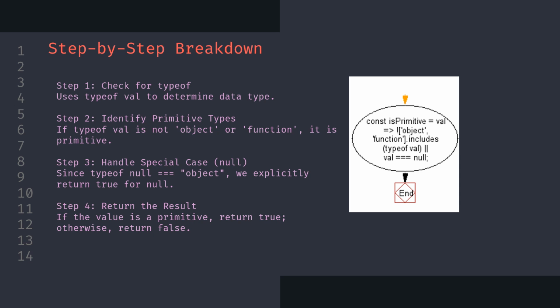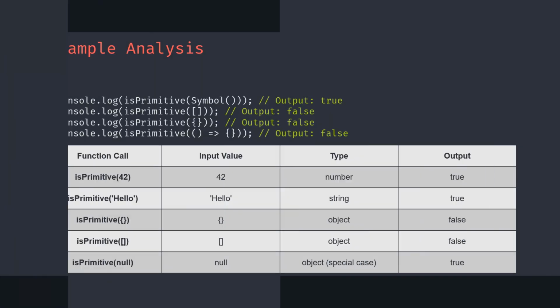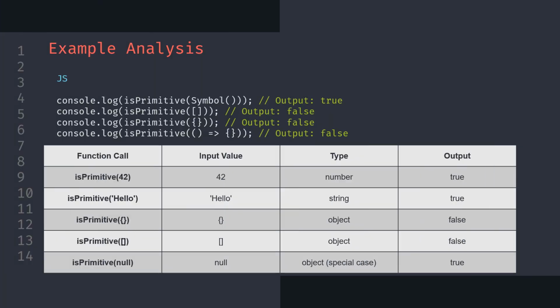This approach efficiently detects primitive values while handling edge cases like null. The function ensures correct identification of all JavaScript data types. This function correctly identifies all primitive values, including numbers, strings, booleans, and null. It also correctly rejects objects, arrays, and functions as non-primitive values.